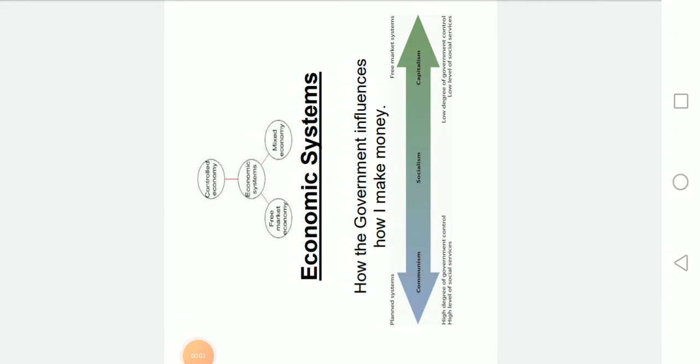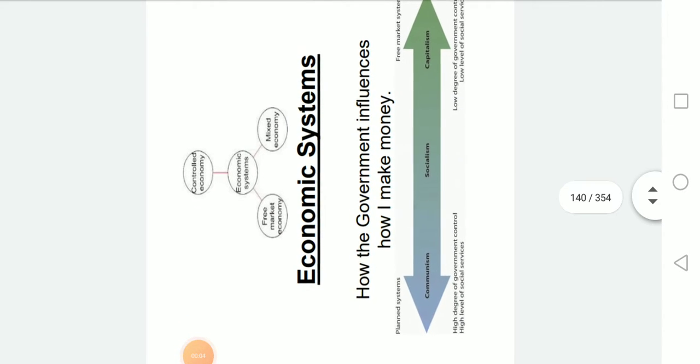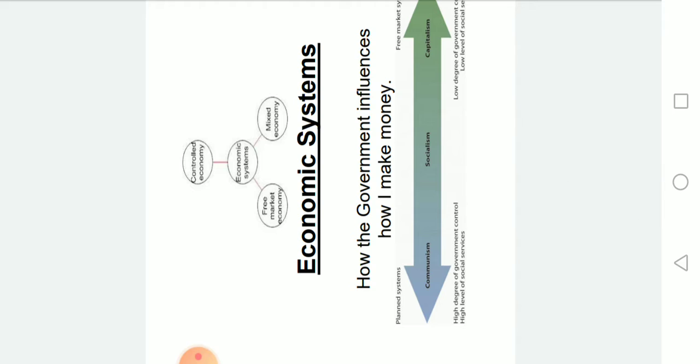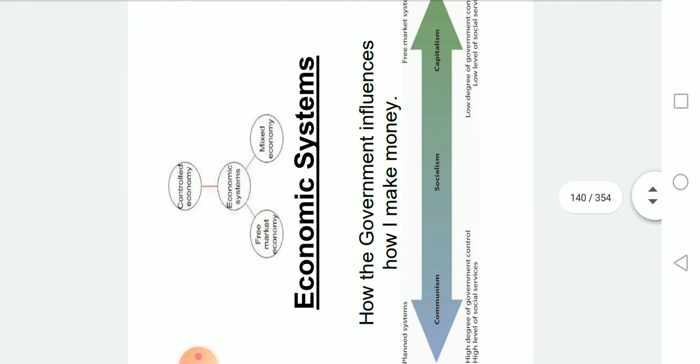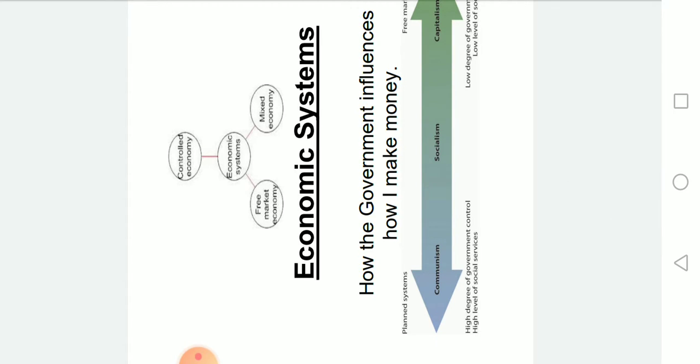I hope you're fine. Today we're gonna talk about economic systems, chapter 2. So let's start. We have here how the government influences how I make money in my society. We have three types here or more. We will see together the planned systems. But when I talk about the planned systems, I have here communism.